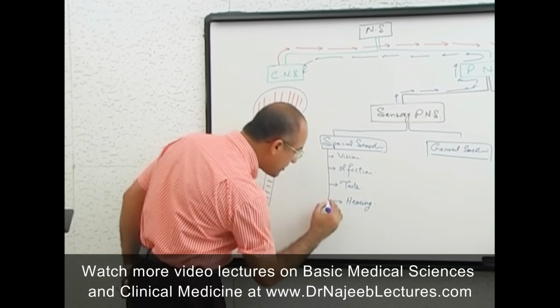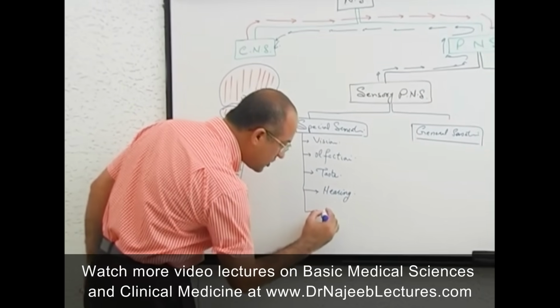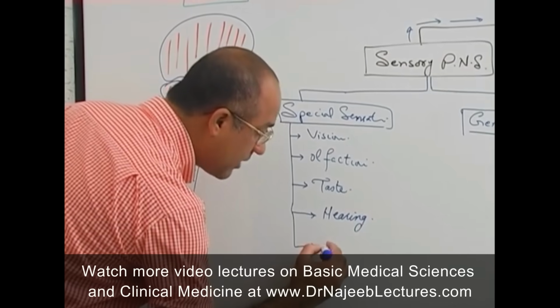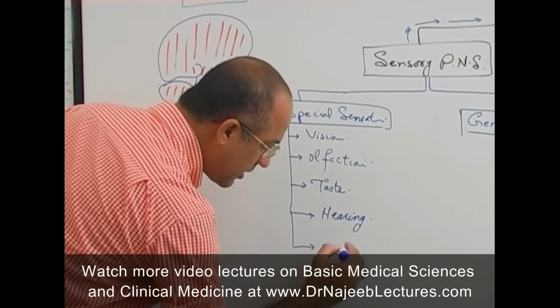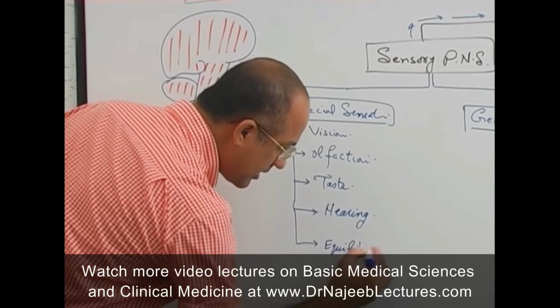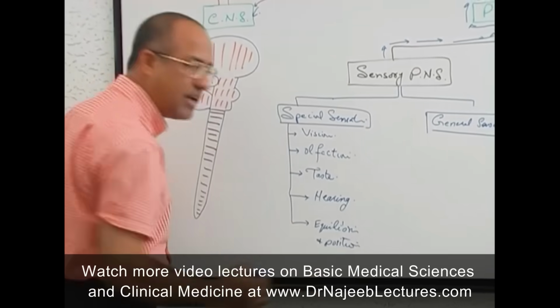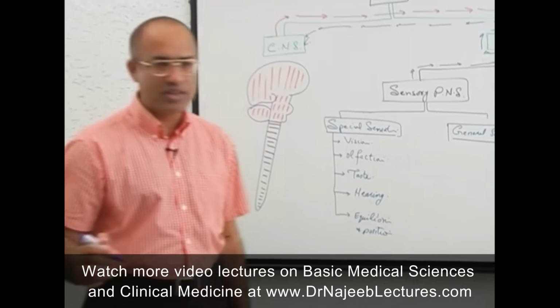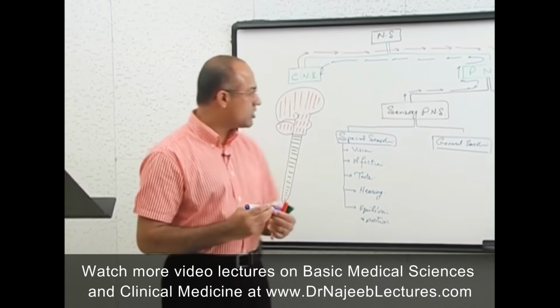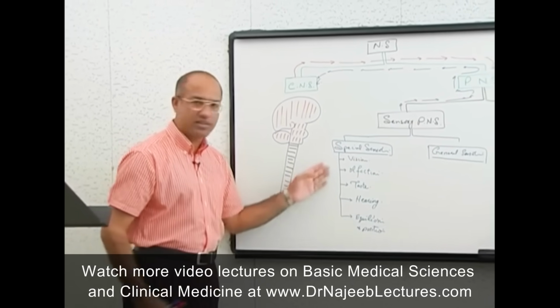So, sense of position, equilibrium and position, which is mainly generated by the vestibular apparatus of the inner ear. So these are some examples of special senses.